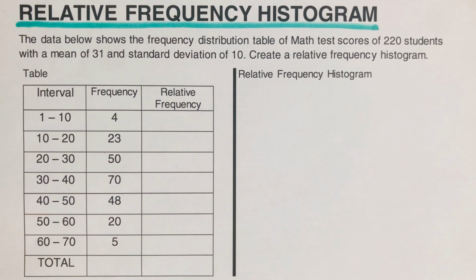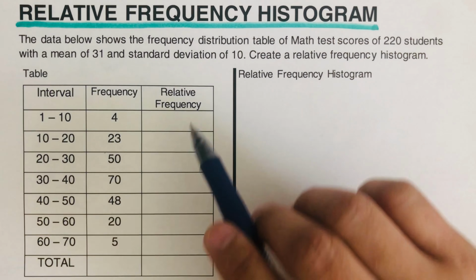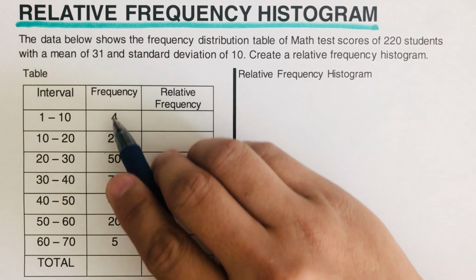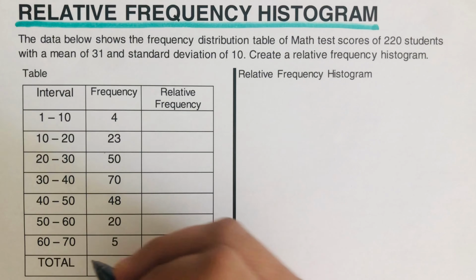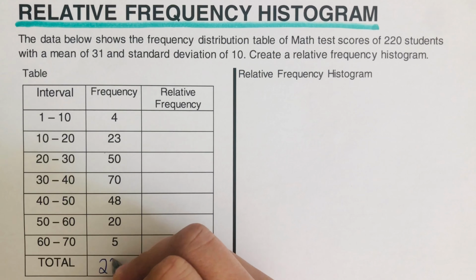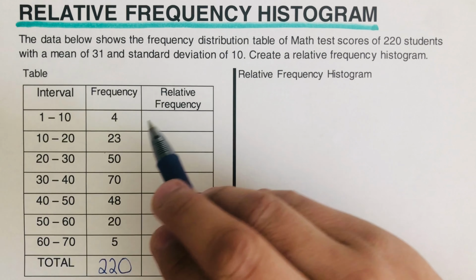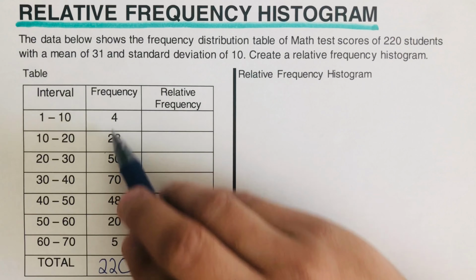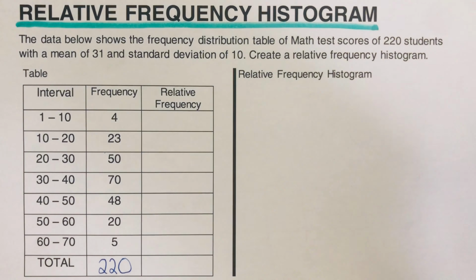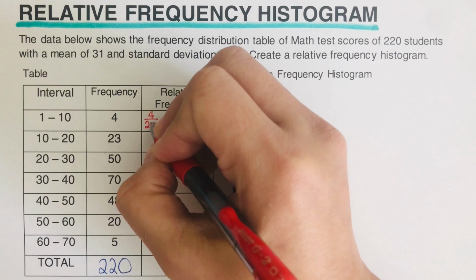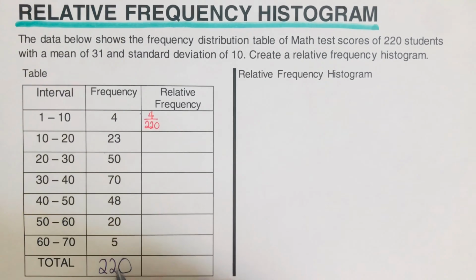So this is the table right here. The first column is the interval, the second one is the frequency, and we need to determine the relative frequency. So the first step that we're going to do here is to determine the total. If we add all of these, this would come out 220. So I'm just going to write 220 right here. And then in order to get the relative frequency, we are going to get the frequency divided by the total. So I can go ahead and set this up as 4 over 220. So again, that's the frequency divided by the total.